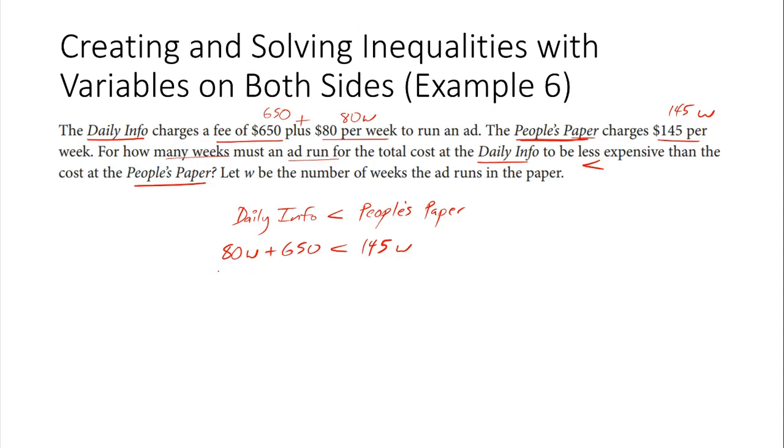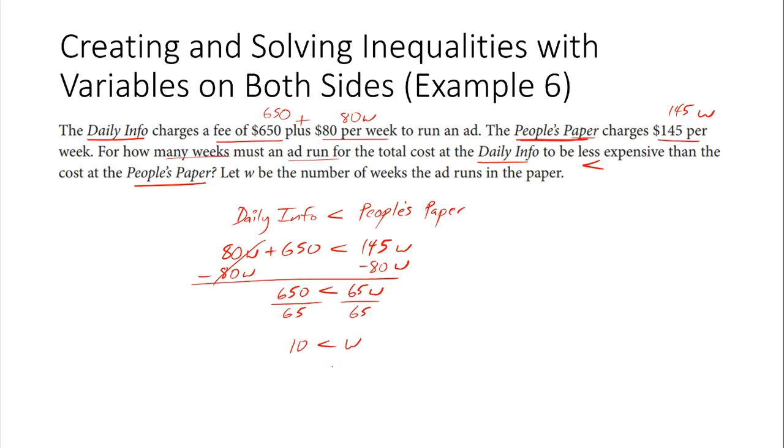So again, let's figure out combine like terms. So let's go ahead and get the W over here. Okay, that's subtraction property. So we got 650 is less than 145 minus 80. What is that? 65. Pretty sure. Yeah, 65. So 65 weeks. How to get rid of a multiplying 65? Divide, right? Division property. And it looks like that's a 10. 650 divided by 65. Pretty sure that's 10.